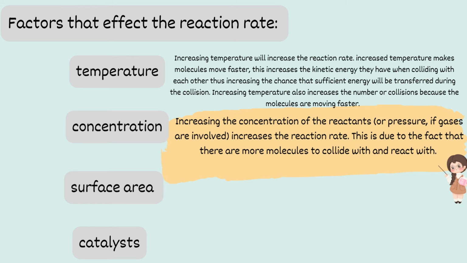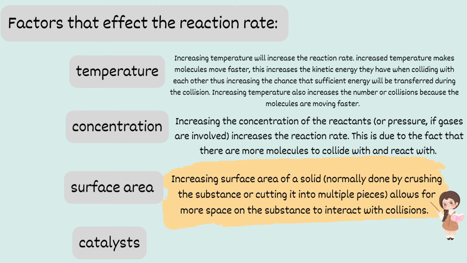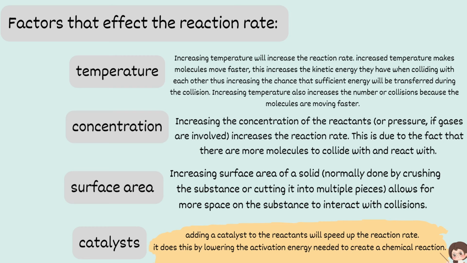Increasing the concentration of the reactants or pressure if gases are involved increases the reaction rate. This is due to the fact that there are more molecules to collide with and react with. Increasing surface area of a solid, normally done by crushing a substance or cutting it into multiple pieces, allows for more space on the substance to interact with collisions. Lastly, adding a catalyst to the reactant will speed up the reaction rate. It does this by lowering the activation energy needed to create a chemical reaction.